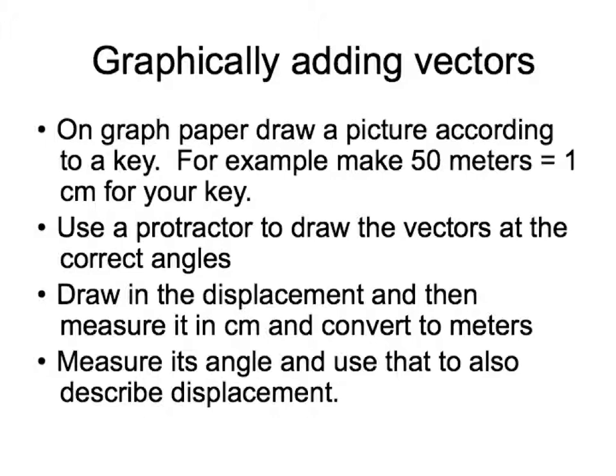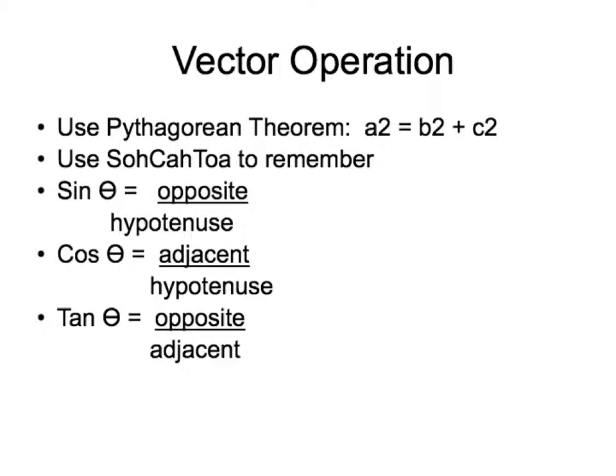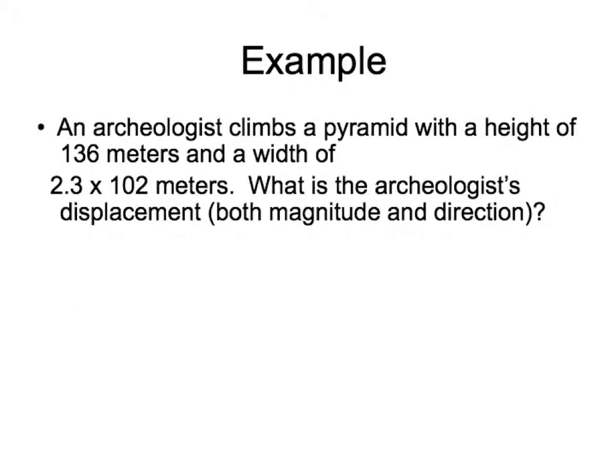And then we would draw them in with the correct angles and the distances, and we draw a resultant vector. And then we would measure that resultant vector and convert it back to meters, and we would take the protractor and measure the degrees, and we would know how to describe it. We're going to do that with the treasure map, but for everything else, we're going to do mathematics to get it. So remember SOHCAHTOA, and let's just do a couple here.